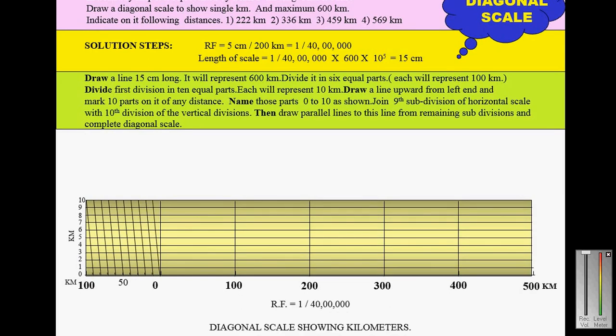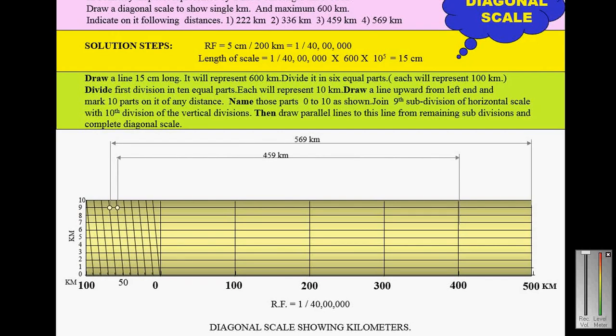So the RF is 1 divided by 40 lakh, and this is the diagonal scale showing kilometers, and our first is to mark 569 kilometer. So you can mark 500 in the main division, and 60 in the secondary division, and 9 will be in the diagonal division. So this is the 569 kilometer, and the second is 459 kilometer. So take 400 in the main scale, and 50 in the secondary scale, and 9 in the diagonal scale. So this is the 459 kilometer.